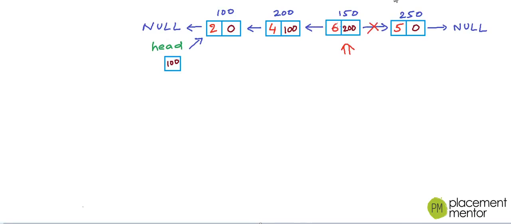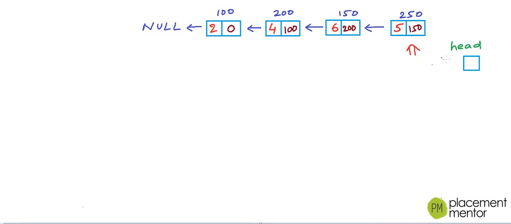And now we will go to address 250, the next node. We will set the address 150 here, so we will cut this link and build this link. And finally, when we have reached the last node, we will adjust the address in this head variable to 250. So this particular variable, this particular pointer, will point to this node at address 250, and our linked list is reversed now.